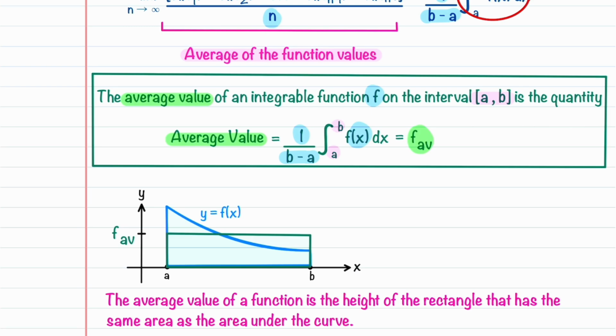Looking at this graph below, we can see that the average value of our function is just the height of the rectangle that has the same area as the area under the curve y is equal to f of x.